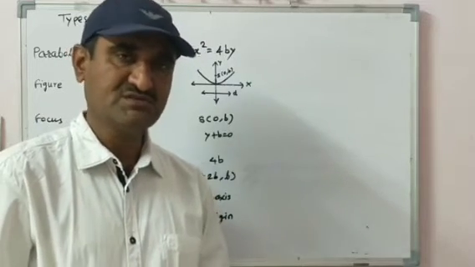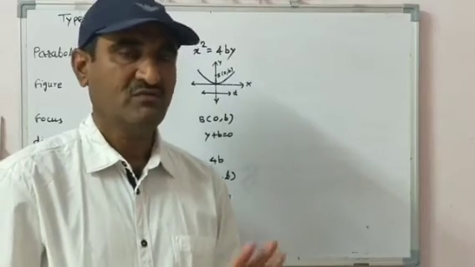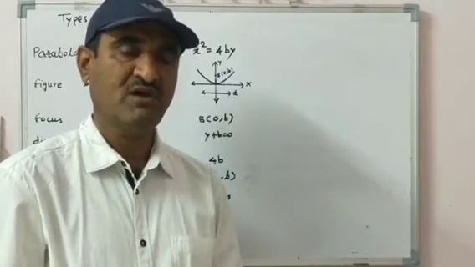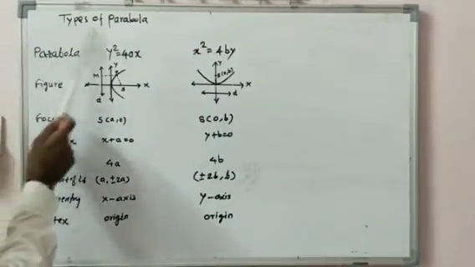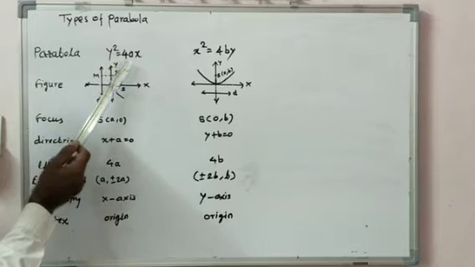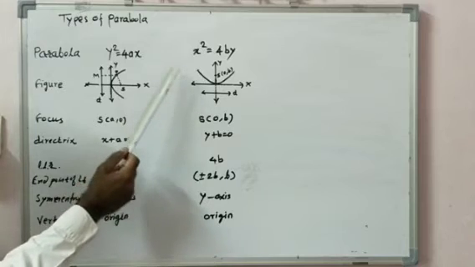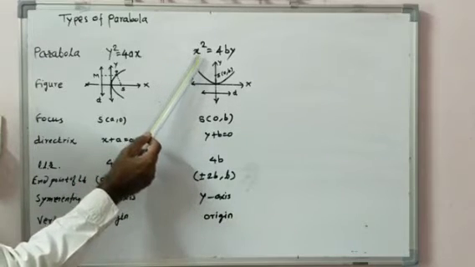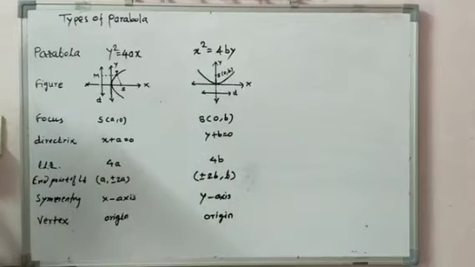Now we distinguish these two parabolas depending upon their symmetry. We compare these two parabolas with their figures. Listen here. The types of parabola. The parabola y square is equal to 4ax. Then what's the equation of another parabola? X square is equal to 4by.